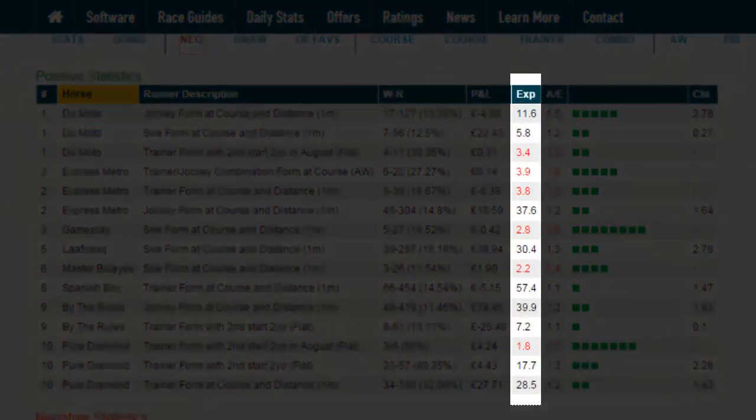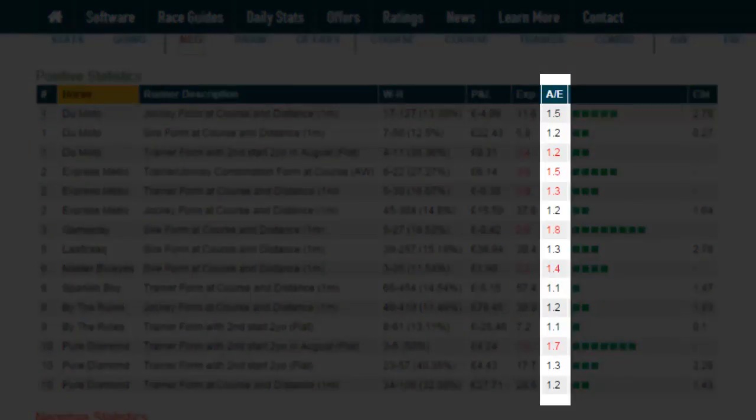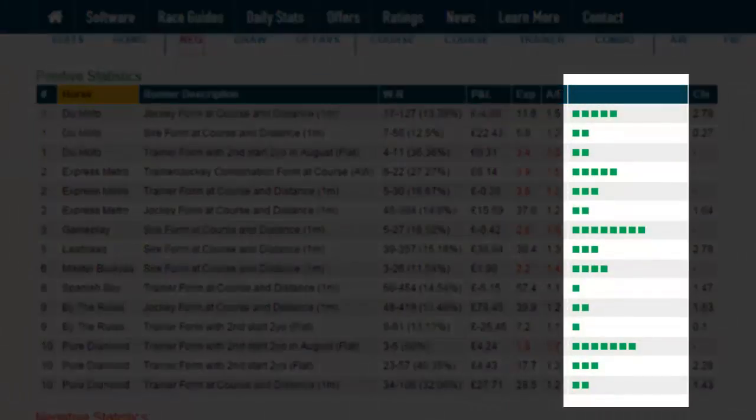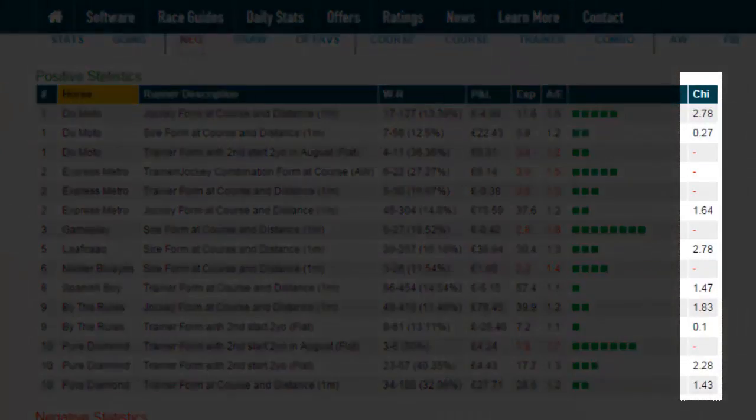This column details the theoretical expected number of winners based on the prices of the winners. The AE column is a ratio of actual winners versus expected winners, and the AE provides a good indicator of whether a statistic is good or bad. Each symbol represents a figure of 10%. A green square indicates above, and a red circle indicates below normal. So for example, Demota's trainer form with 2-year-olds on their second start in the month of August on the flat is 20% above normal.